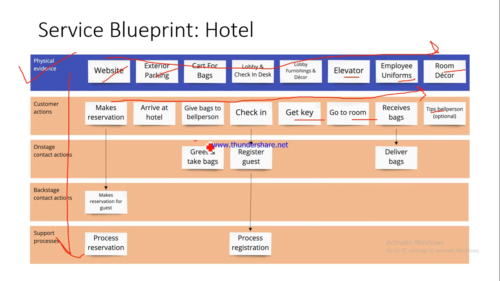Likewise, horizontal mapping of the on-stage actions also. First of all, greet and take bags, then register the guest and deliver the bags. Likewise, horizontal mapping for everything. Fine. What do we mean by vertical mapping? Now please understand, this is the vertical mapping.